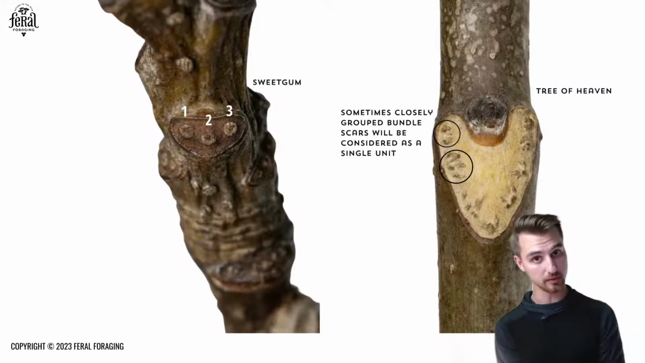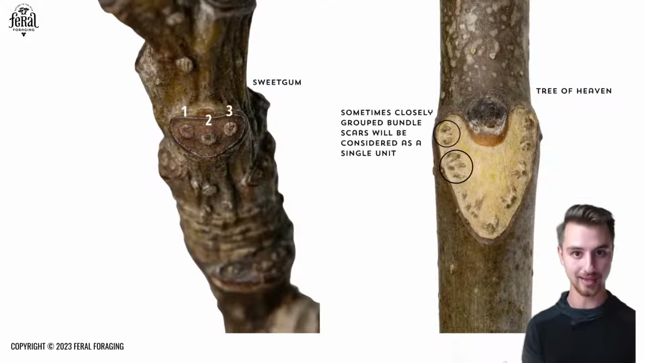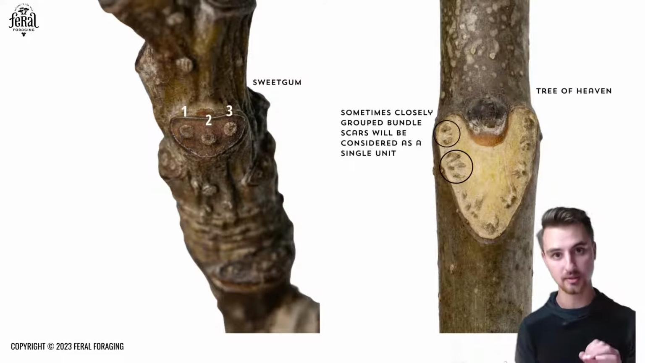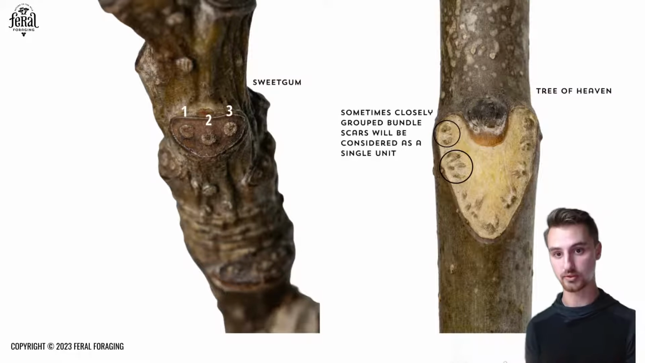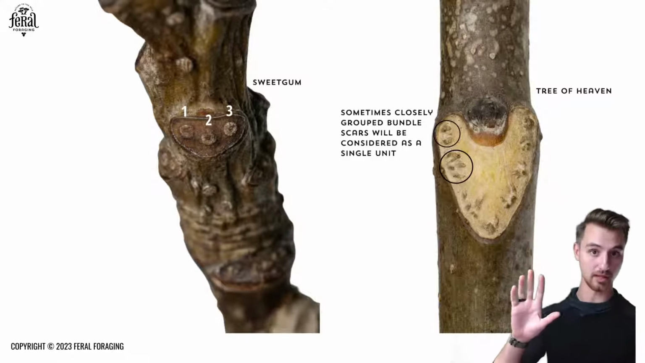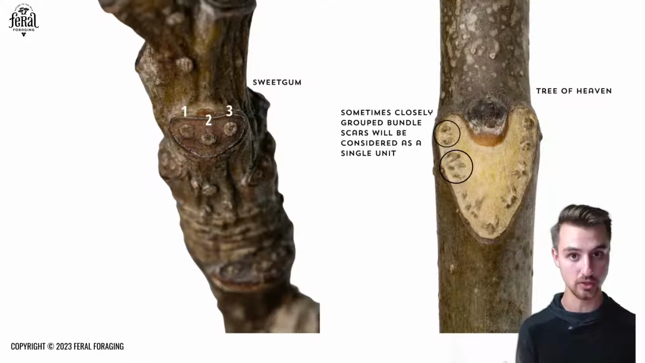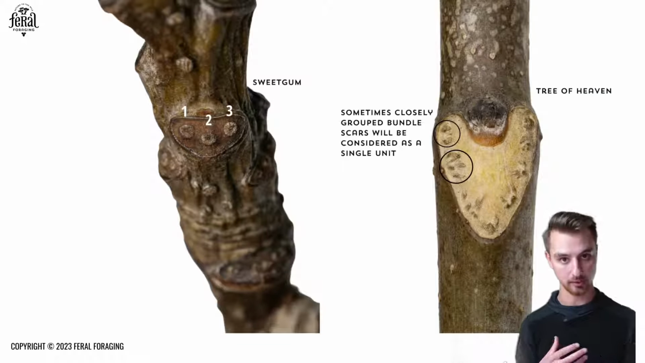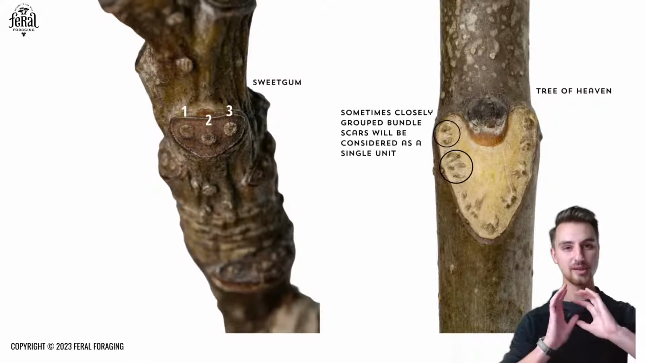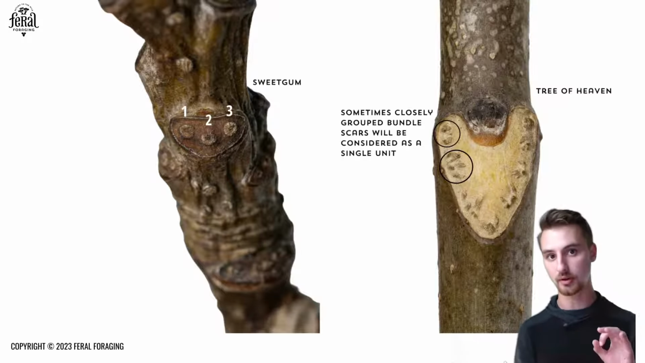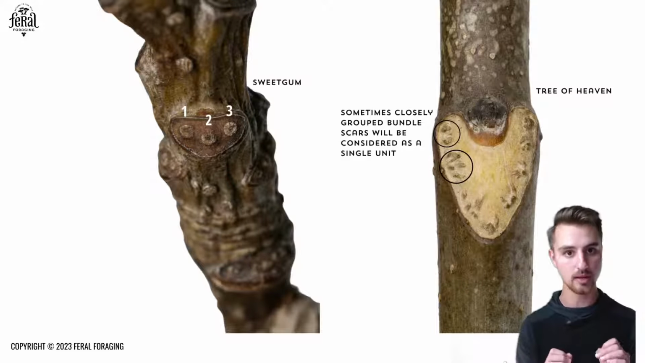The number of bundle scars in that leaf scar is an important characteristic for identifying the tree. So we see this one on the left, that is sweet gum. I think sweet gum is one of the best examples to use for looking at bundle scars and leaf scars because they always have three. There are always three bundle scars for sweet gum, and they're very easy to spot. They're large and very distinctive.